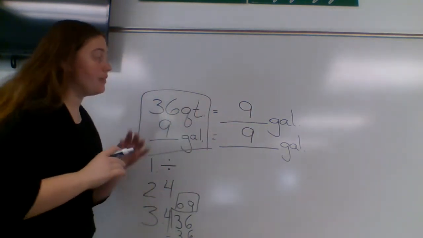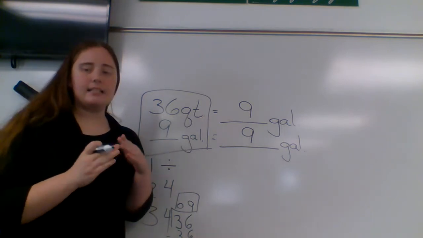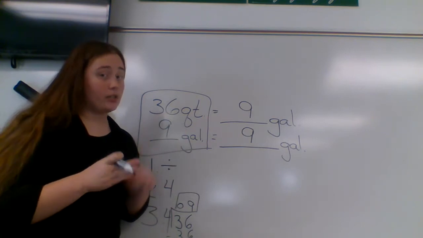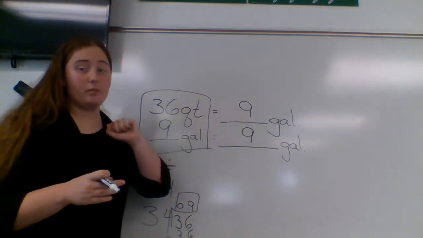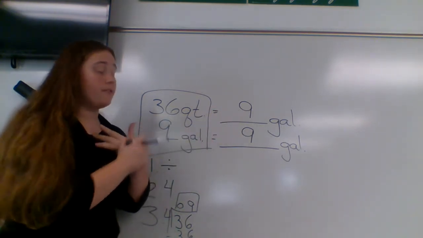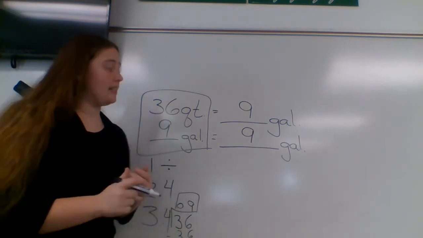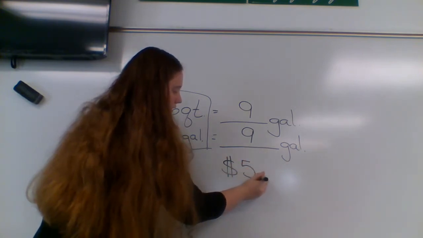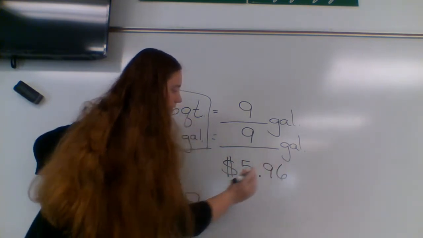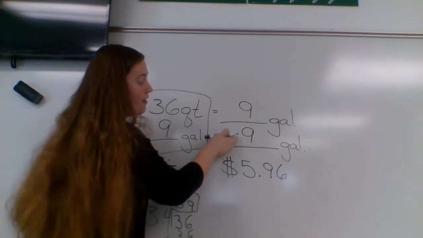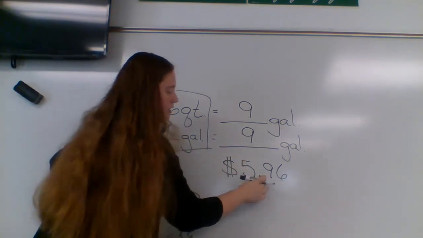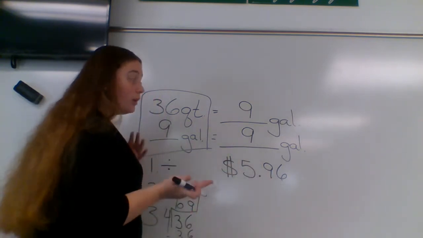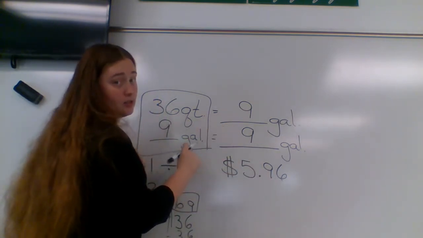But I'm not done, because it says how much would it cost. So I need to have a dollar amount. So I have 9 gallons of ice cream, and 1 gallon of ice cream costs $5.96. So I need to write that down. $5.96 for 1 gallon. And if I'm buying 9, I need to do $5.96 plus $5.96 plus $5.96 9 times. Or I can just multiply it by 9.